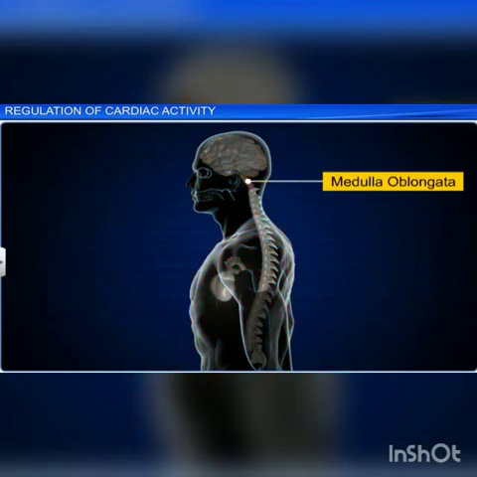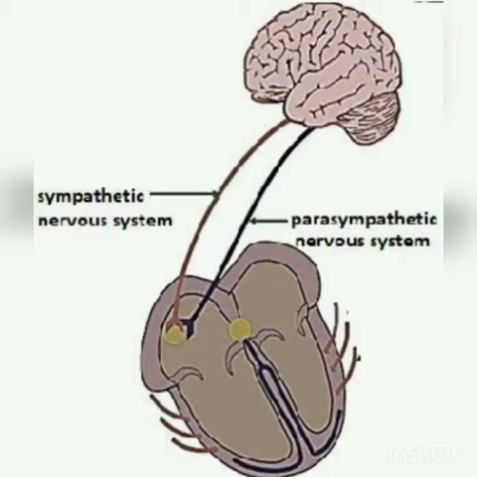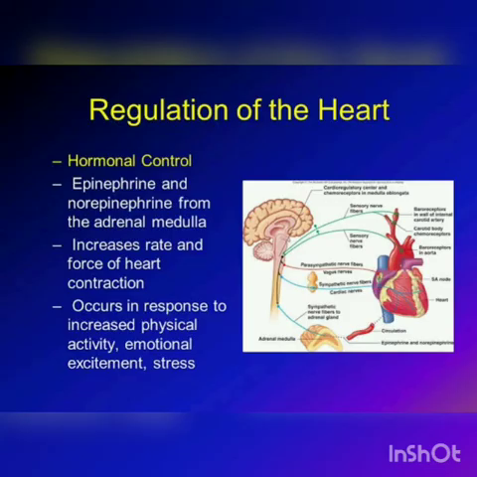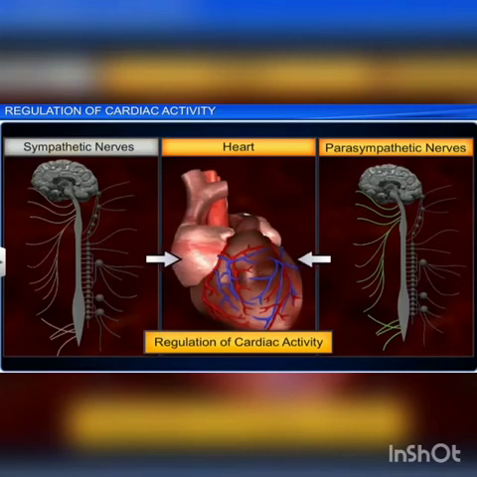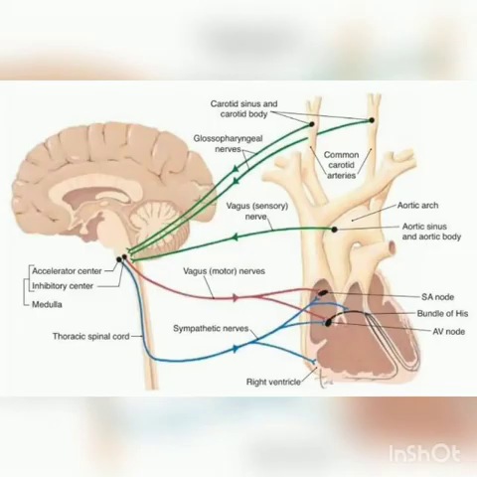The neuronal control is achieved through the autonomic nervous system, that means the sympathetic and the parasympathetic. The sympathetic neurons release norepinephrine and the adrenal medulla releases epinephrine. The two hormones bind to beta-adrenergic receptors and increase the heart rate. The parasympathetic neuron secretes acetylcholine that binds to receptors and decreases the heartbeat.